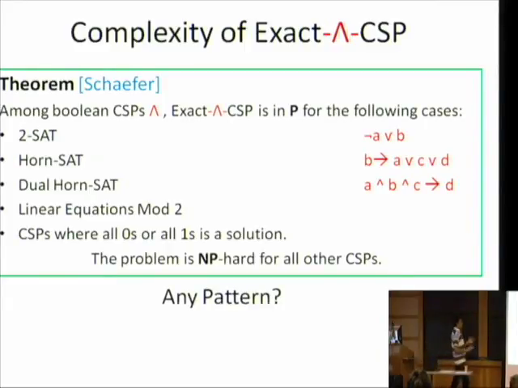And then you can ask, okay, so this is a list. But the dichotomy says there is no other possibility. It's either P or NP hard. Yes, it is P or NP hard. It cannot be anything else.